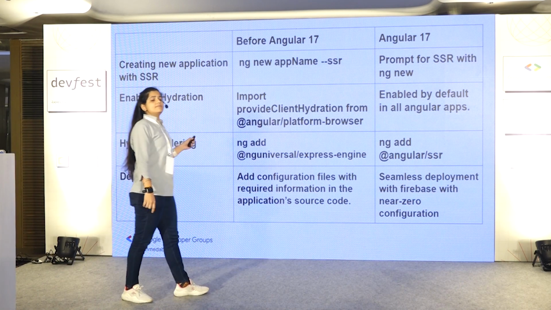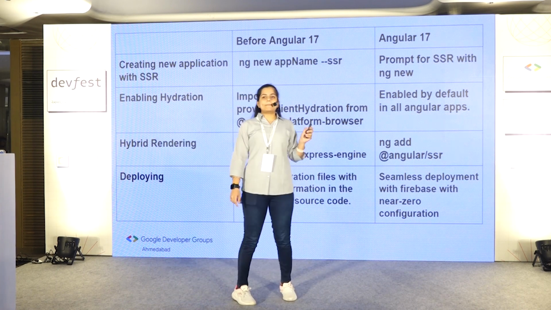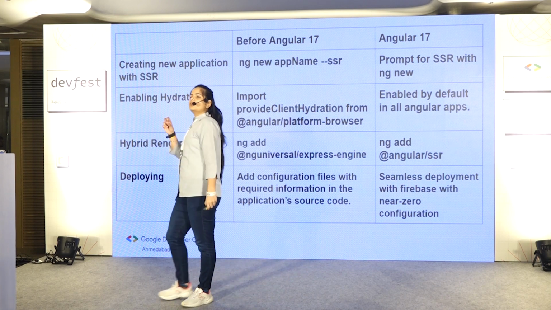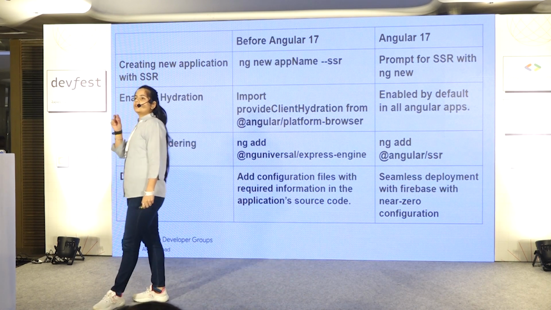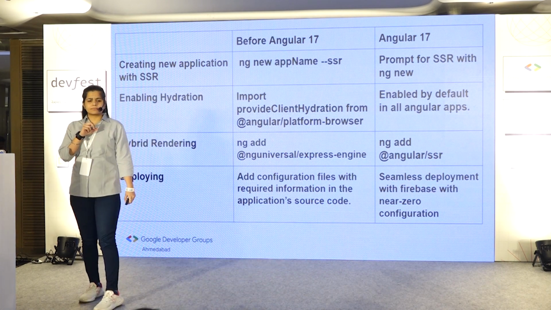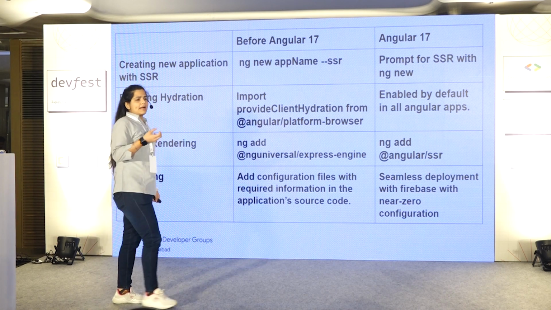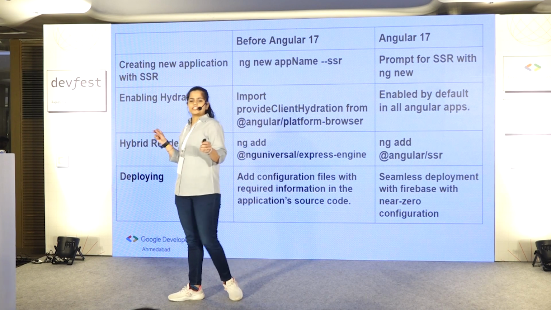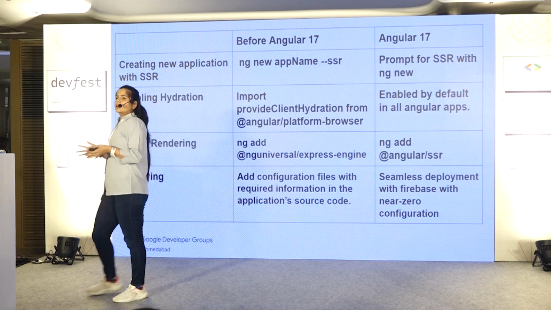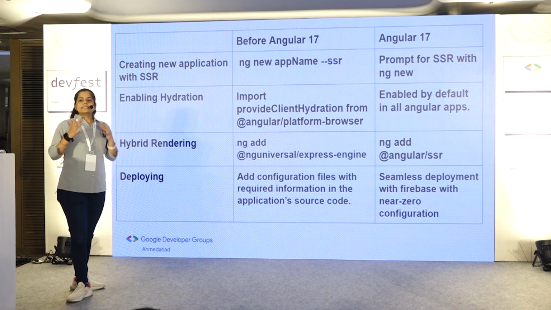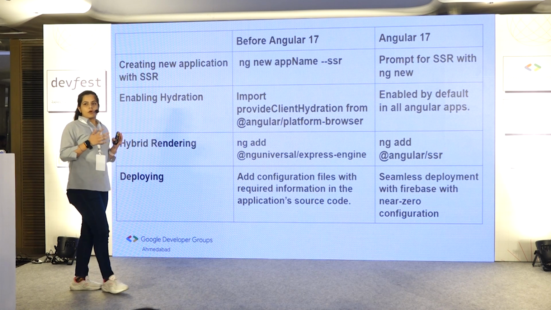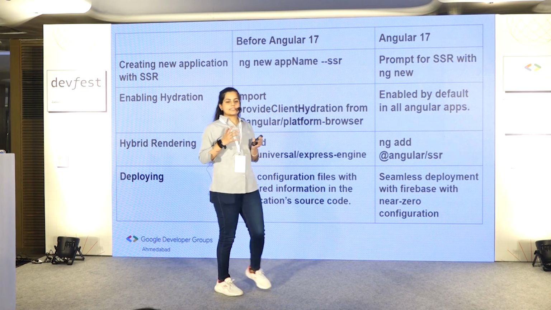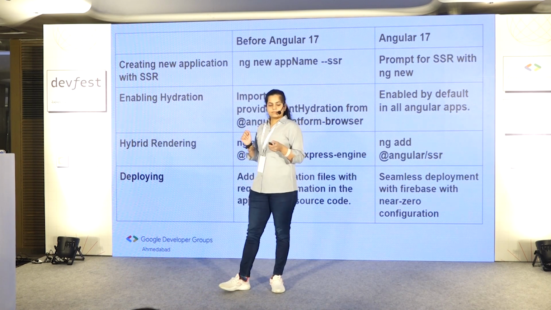So the first one we see is creating a new application with SSR. Till Angular 16, we had to give additional flags for SSR with our commands. But from Angular 17 onwards, we just have to give our usual command, which is ng new and the app name. Then in the CLI, we are going to see a new prompt which will ask us whether we want to enable SSR and SSG in our application.